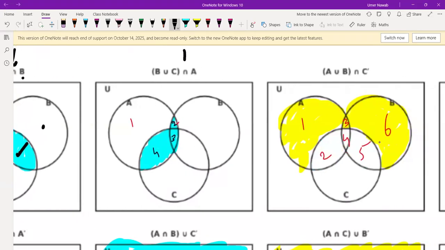Now we have again A intersection, use a dot technique. So look at that. I have named the regions 1, 2, 3, 4. Now out of 1, 2, 3, 4, which regions are coming in B union C? So 2 is also coming, 3 is also coming, and 4 is also coming. So you just shade that part.